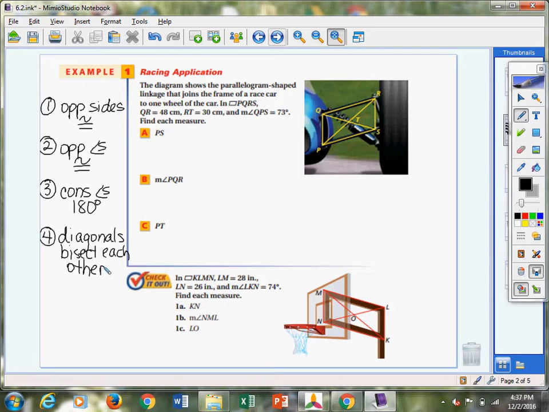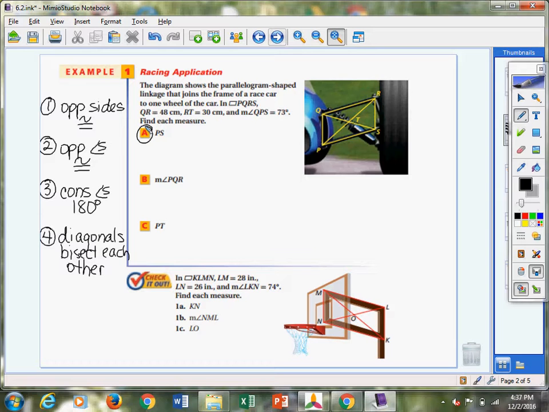All right, so let's take a look. The diagram shows the parallelogram-shaped linkage that joins the frame of a race car to one wheel of the car. It forms a parallelogram. So in parallelogram PQRS, QR is 48 centimeters, RT is 30 centimeters, and the measure of angle QPS is 73 degrees. We've got to find each measure in A, B, and C. So let's start with A.